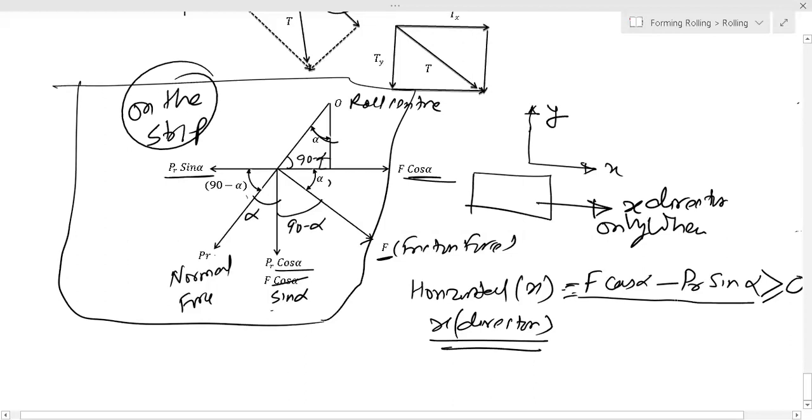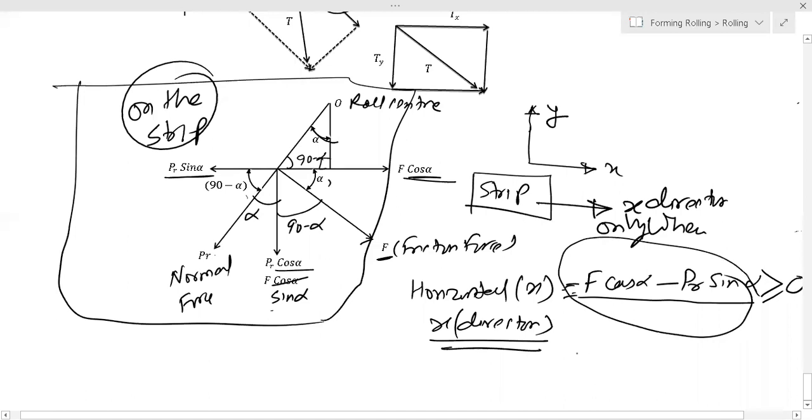Getting my point? This has to be pulled, moved in the x direction, and the horizontal force component we have added in this. So this force must be greater than, and in limiting condition equal to 0, then only this strip will move.